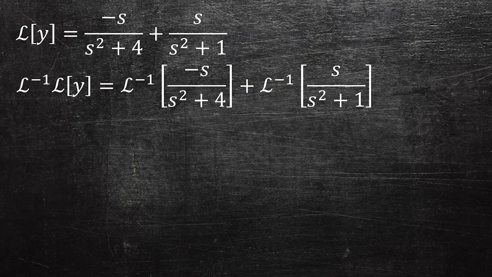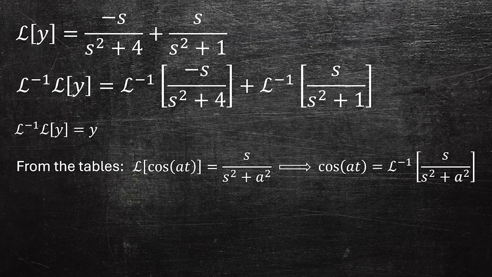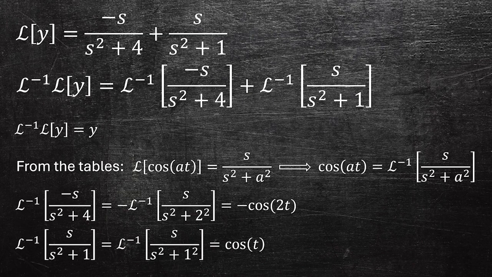So let's do that. When we take an inverse, L and L-1, it seems intuitive that they cancel each other out, right? And from the tables, we know that this is true. And consequently, we know that this is true. And this L-1 of s over s squared plus a squared looks very similar to what we have on the right side of our equation. So let's manipulate it to look like that. Pull out a negative of the first term. 4 is actually 2 squared, and that becomes negative cosine of 2t. Second term, we do something similar. It becomes the cosine of t.